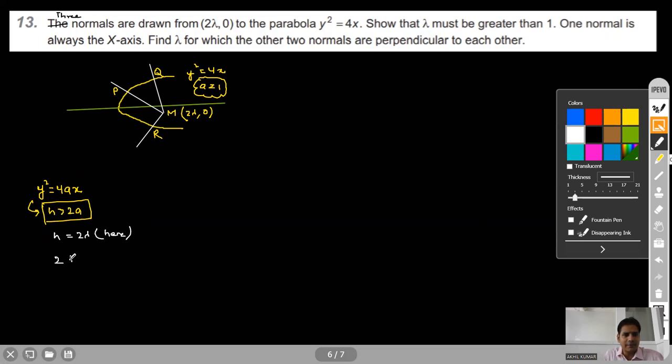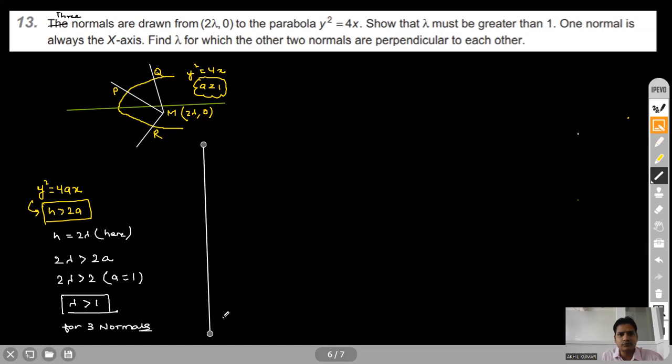So basically this 2 lambda must be greater than 2a. And what is a? A is 1. So this 2 lambda must be greater than 2. A is equal to 1, we have shown here. So this lambda must be greater than 1 for having three normals. So this was the first part of the question.